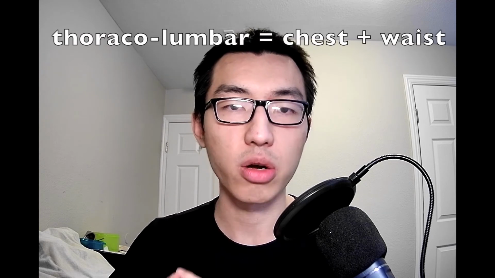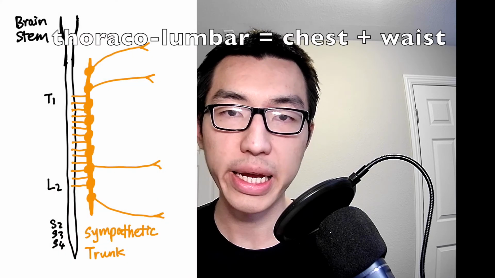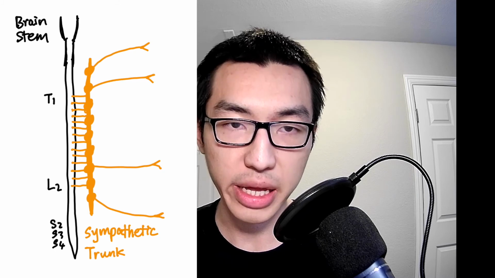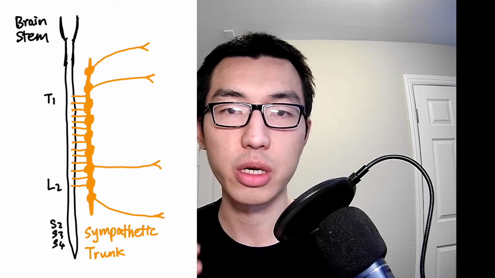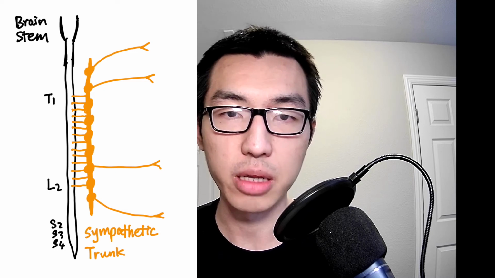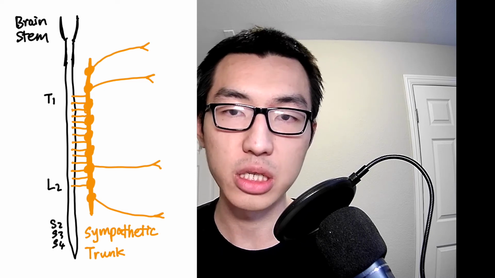The SNS exclusively comes out of T1 through L2 spinal cord segments, so they are called thoracolumbar outflow. The preganglionic nerves in SNS come together to form a sympathetic trunk, where they travel to the appropriate level to synapse with the postganglionic nerve. Then the postganglionic nerve leaves the sympathetic trunk to join any of the 31 pairs of spinal nerves.